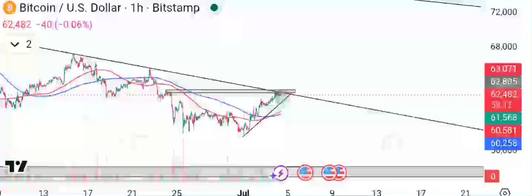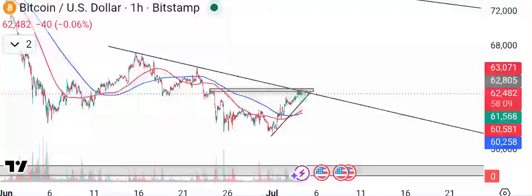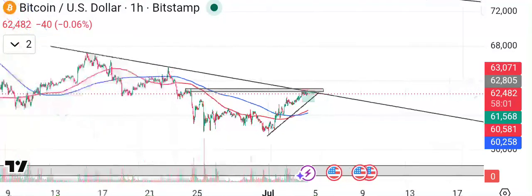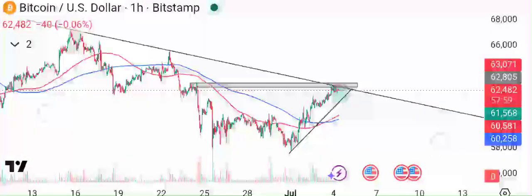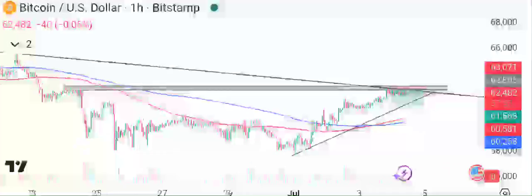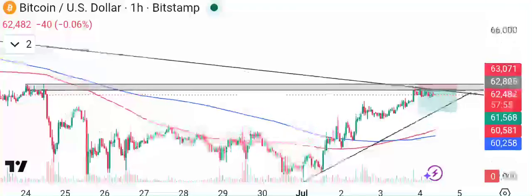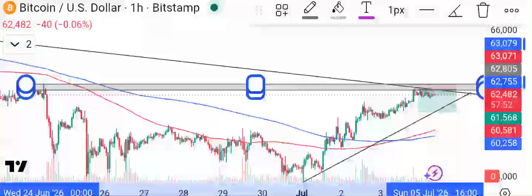Alright, so looking at it, it is in a bearish structure. So we'll be anticipating more of a sell when the market is bearish. Now, looking at it here, we have a supply zone which is highlighted here. As you can see, I highlighted this supply zone here.